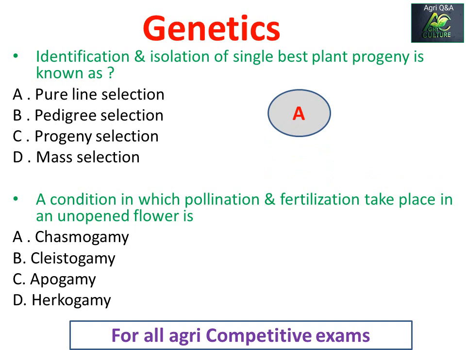A condition in which pollination and fertilization takes place in unopened flowers is called as chasmogamy, cleistogamy, apogamy and hecogamy. And the answer is cleistogamy.